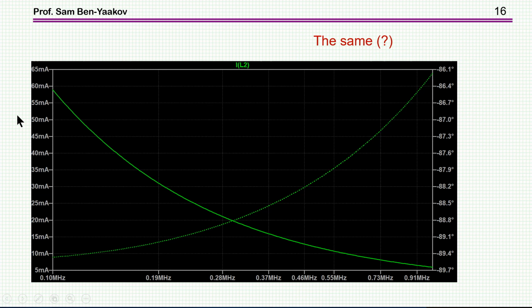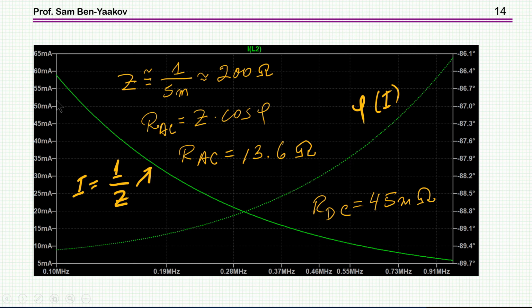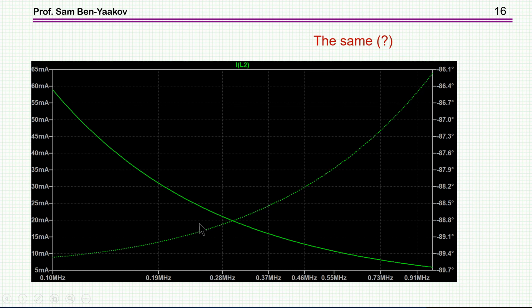Like at 100 kilohertz, it's a little bit lower than 60 milliamp, and this is exactly what I got here. So it seems that at least in the AC run, it does not take into account the change of the inductance as a function of the current. I don't know about transient, I haven't tried it. So this is something to worry about, that perhaps it does not take into account the change of the inductance as a function of the bias current.